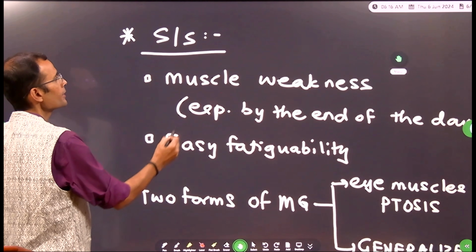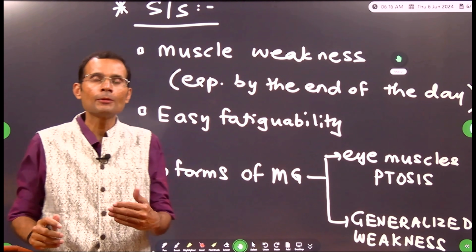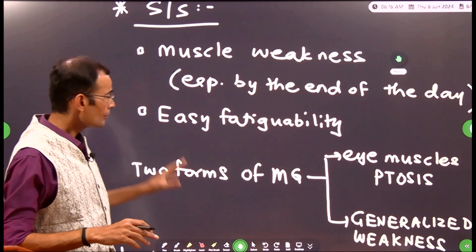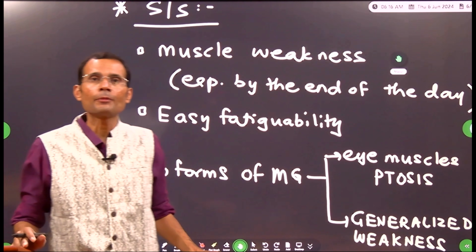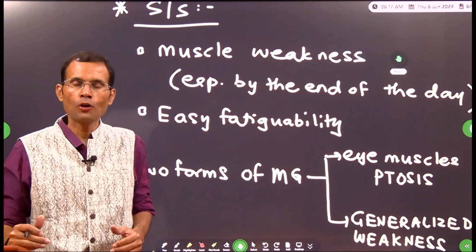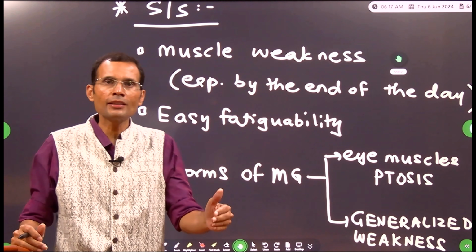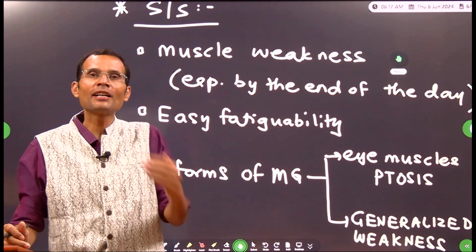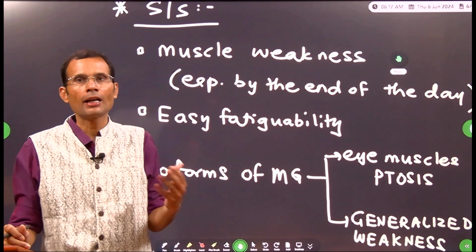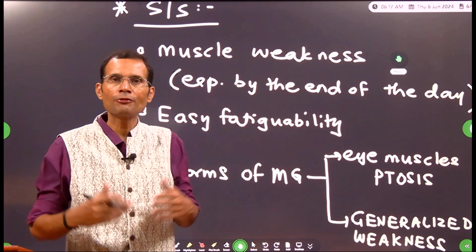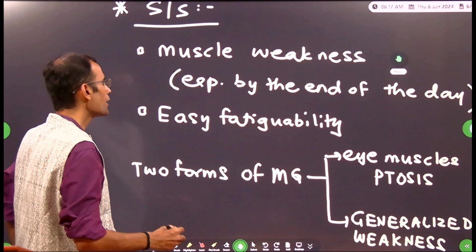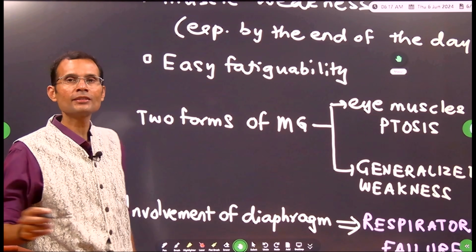What are the signs and symptoms? Now basically we've seen that myasthenia gravis is characterized by muscle weakness, especially by the end of the day, because as I mentioned just now, with repeated stimulation, repeated contractions of the muscles, eventually the acetylcholine release will decrease, and receptors are already low in count. That means neuromuscular transmission will fail in a number of fibers in the muscle, and therefore there's going to be muscle weakness, easy fatigability. I told you the reason.